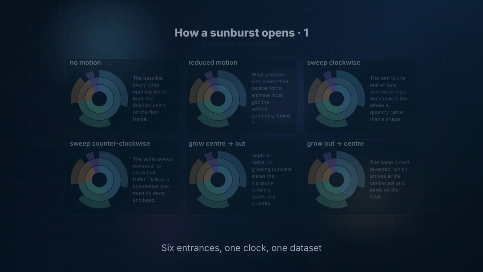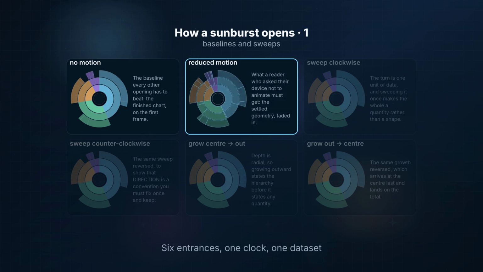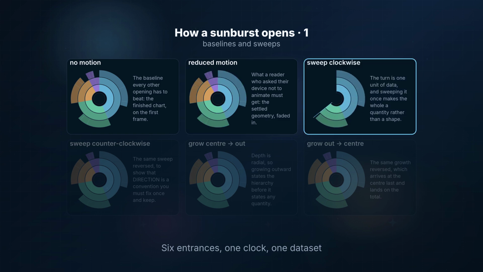Start with the 2 baselines. The first is no motion at all, the finished chart on the first frame, and every animation you write has to beat it. The second is a plain fade, which is also what a reader who has asked their device to reduce motion must receive.